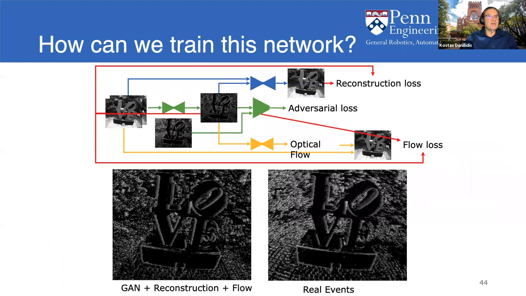Our first try at this is, given subsequent frames like on the left here, we produce events with a network, and then we use a reconstruction loss for training. We use an optical flow loss, checking whether the optical flow is compatible between the events and the original gray value images, and an adversarial loss, deciding whether this is a fake event or a real event.